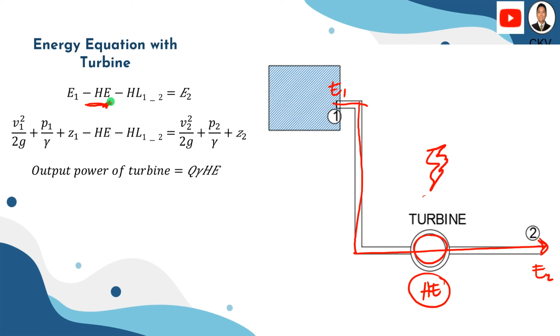Unlike in pumps, where we increase the energy, here the energy is decreased. Minus head loss again, if we want to consider the head loss, and that will be equal to the energy at point 2. Again, same solution for the energies, only that we have a negative head for the turbine. For the output power of the turbine, same solution as with the pump: multiply the flow rate by the unit weight of the fluid and the head of the turbine.